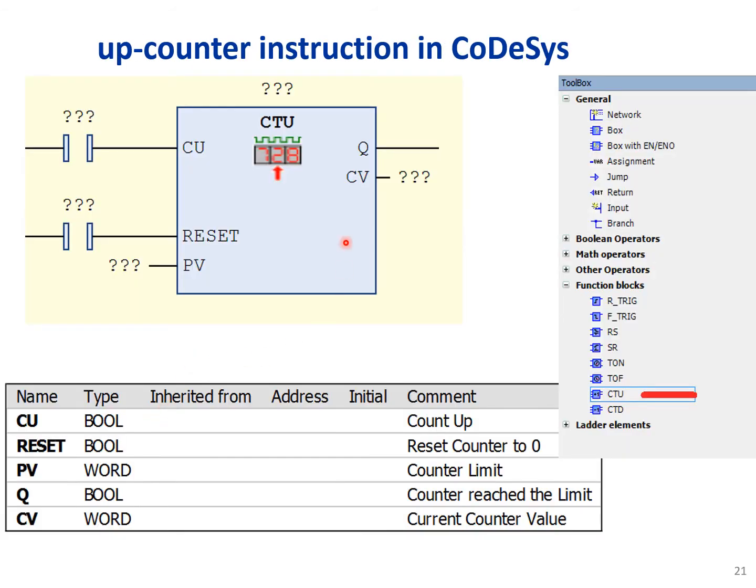Up counter instruction in CODESYS: you can see the input for count up, for the reset, and for the down bit, and CV is the current counter value. And you see how you can drag and drop it to your rung. You can find it in function blocks, either counter up or counter down.